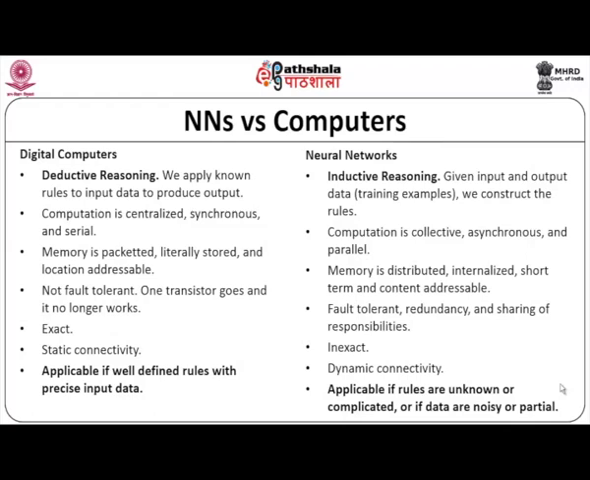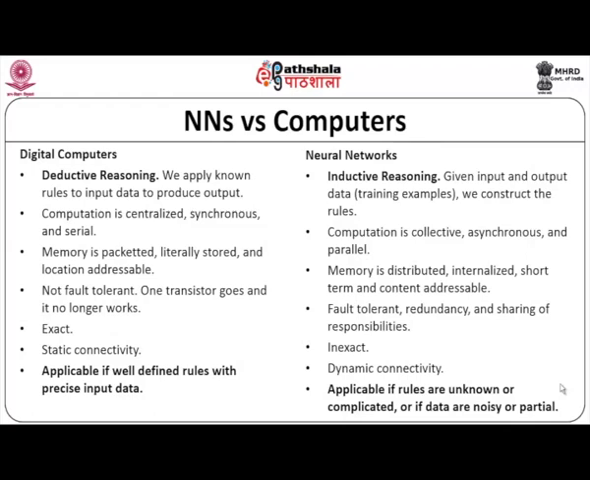But this is not the same in neural network based learning. In neural network based learning, it is inductive reasoning. In inductive reasoning, given input and output data, that is, training examples, we have to construct the rules. So, in a general digital computer, rules already exist, but in a neural network based computational environment, rules are generated. Computationally speaking, digital computers are centralized, synchronous and serial in executing tasks, but in neural networks, computation is collective, asynchronous and parallel.